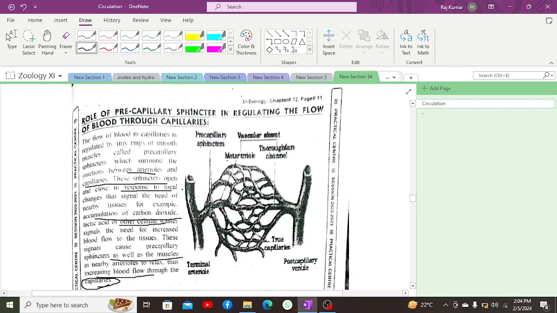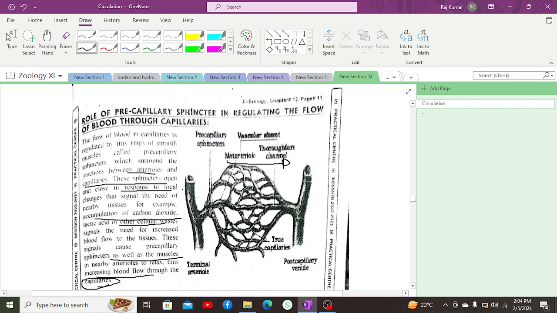Moreover, meta-arterioles, in case of any sort of emergency, let's suppose an inflammatory case. In case of inflammation, the blood, instead of flowing through the capillaries, will tend to flow through a meta-arteriole and the thoroughfare channel. From the meta-arteriole, it will tend to flow into the thoroughfare channel.